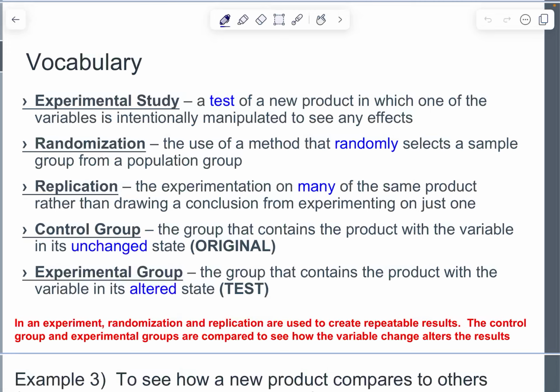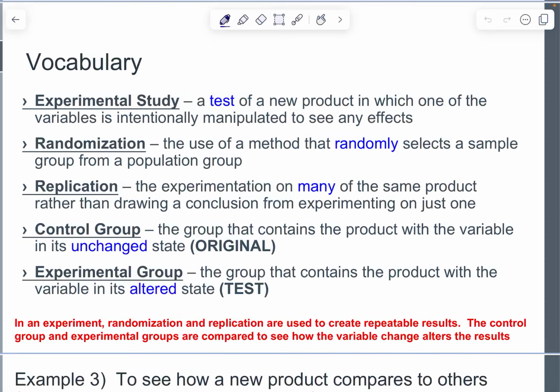So an experimental study is when you're testing a new product and changing one of the variables to see if there are any effects. It's important that when you're testing a new product, you're only switching one thing at a time so you can tell if it's effective or not. In addition to using a random sample to get the best results, it's also important. That's just called randomization when we are selecting a sample from a population group for an experimental study.